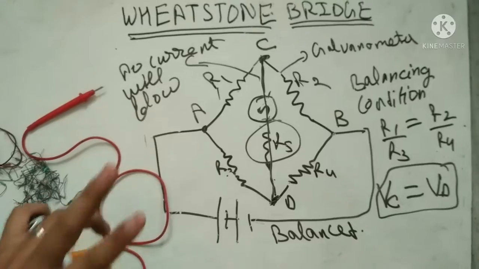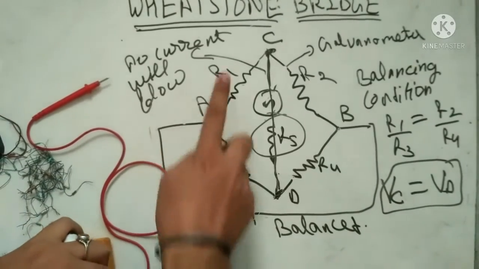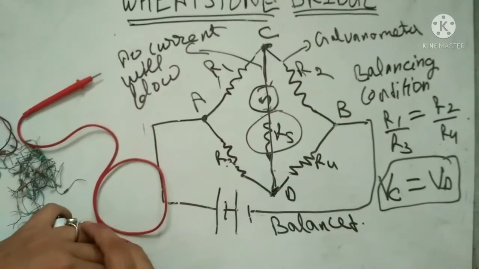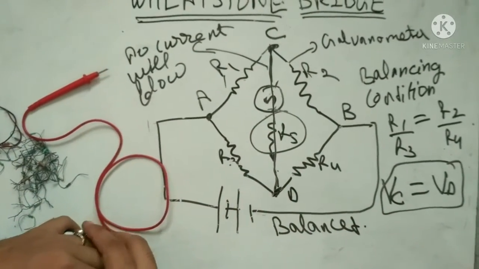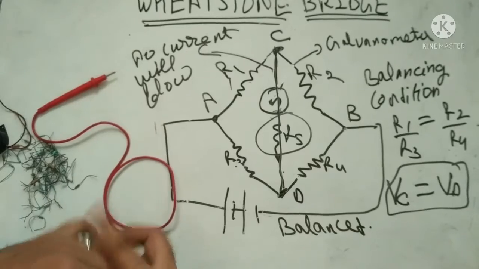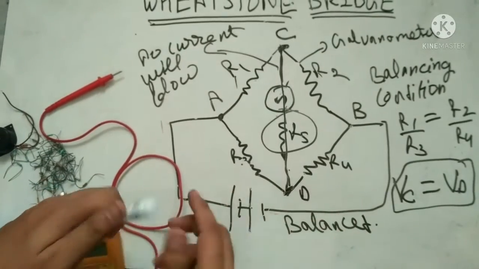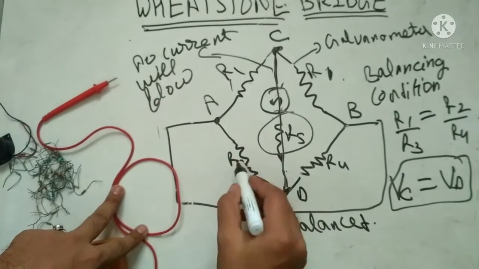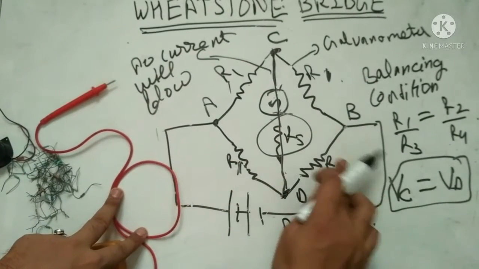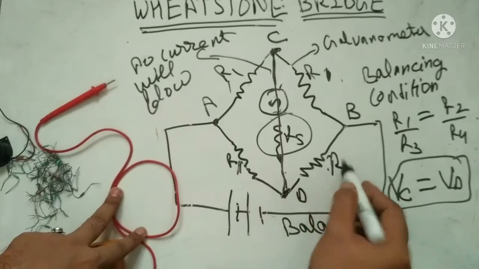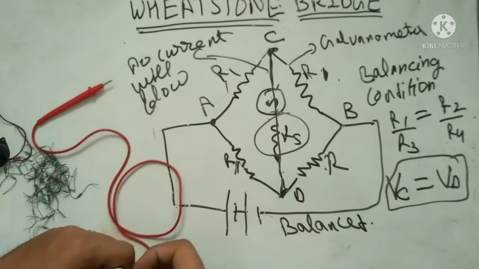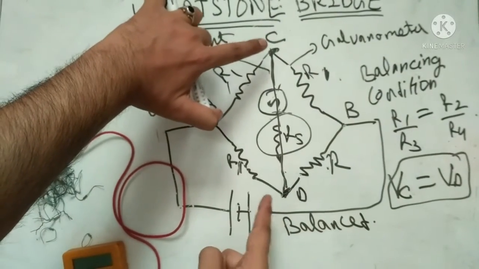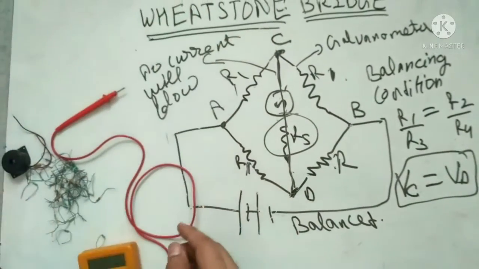Students, we will discuss two cases. In the first case the ratios are the same, and in the other case the ratios are not the same, and that's how we can check the balancing condition. Let's start with our first experiment, in which I have taken three resistances the same and the other resistance is not the same. This is something R. Let us check whether there is a potential difference or not. That we will check in our experiment.